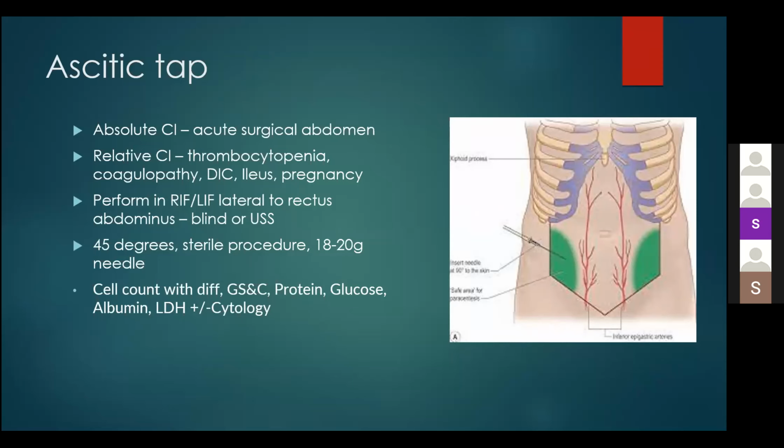The only absolute contraindication is patients who've got an acute surgical abdomen, which will be heading to theatre, because if this patient had an intestinal obstruction, you wouldn't want to be blindly sticking needles through into their tummy. There are some relative contraindications, such as low platelets or deranged clotting, DIC, ileus and pregnancy, where you do have to weigh up the risk and benefits. But the rate of complications from an ascitic tap is very low.